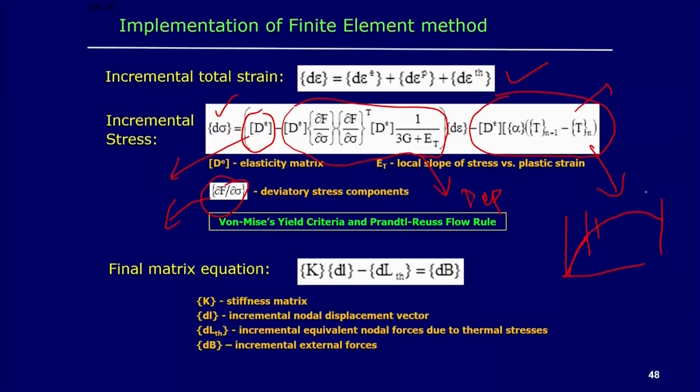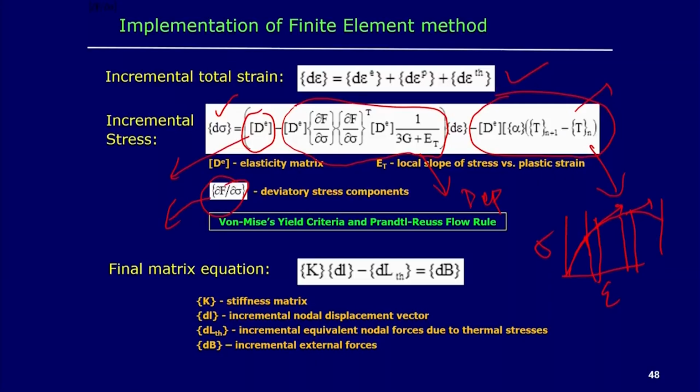So, we need to consider that at any incremental point, this is the strain value and this is the stress value. Suppose this is the incremental point; here we need to consider the slope, and this slope actually changes. So, the tangent modulus changes. At any point we need to consider the local slope of stress versus plastic strain to find out the elastoplastic matrix.